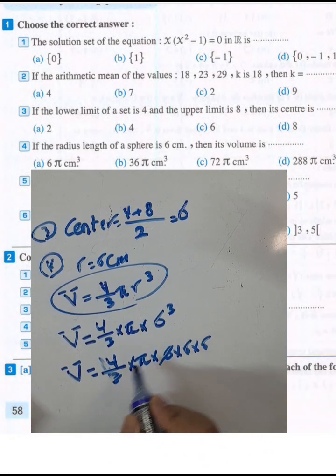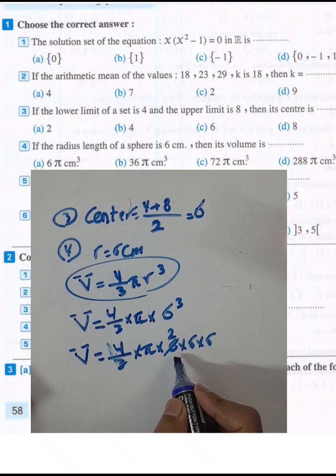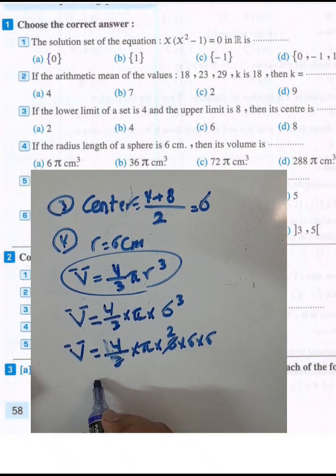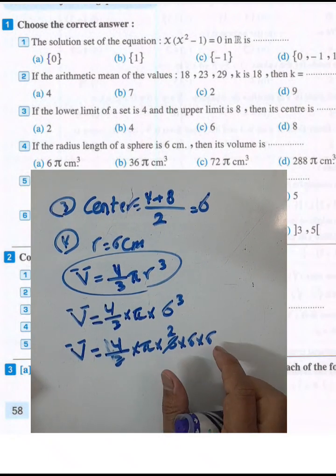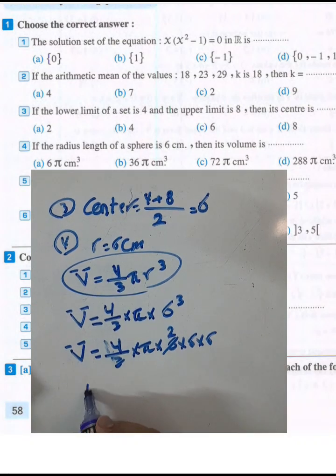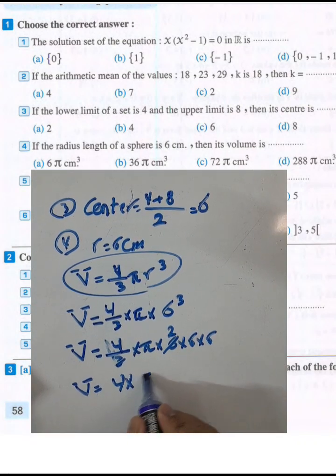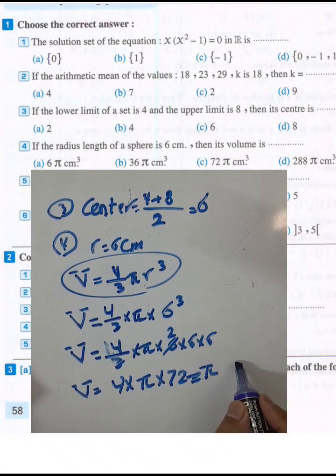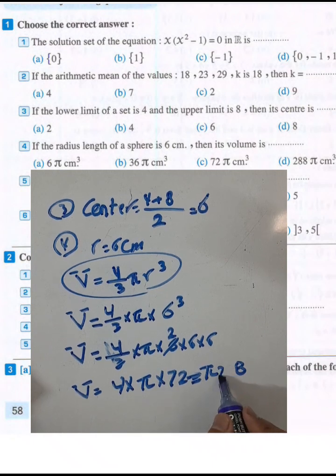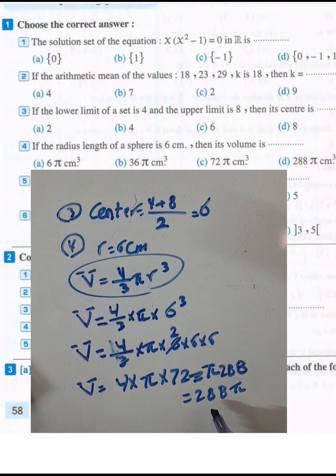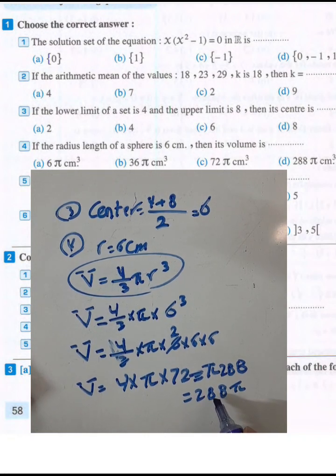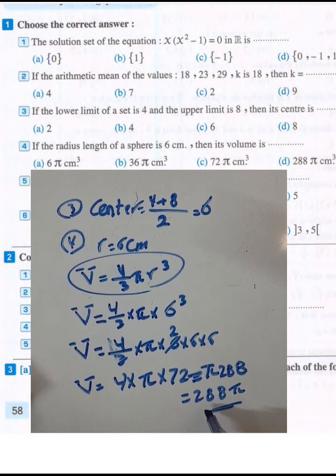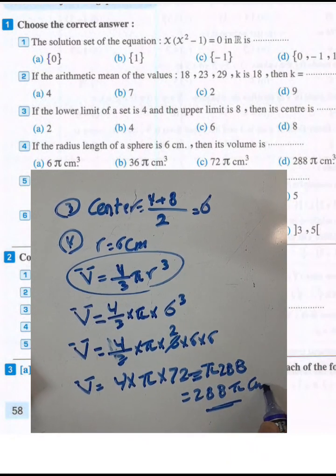6 divided by 3 equals 2. 2 times 6 is 12. 12 times 6 equals 72. Okay, 72 times 4 times pi, 72 pi here, and 2 times 4 equals 8 and 7 times 4 equals 28. Then the result will be 288 pi. Choose letter D for question number 4. The volume will be in cubic centimeters.